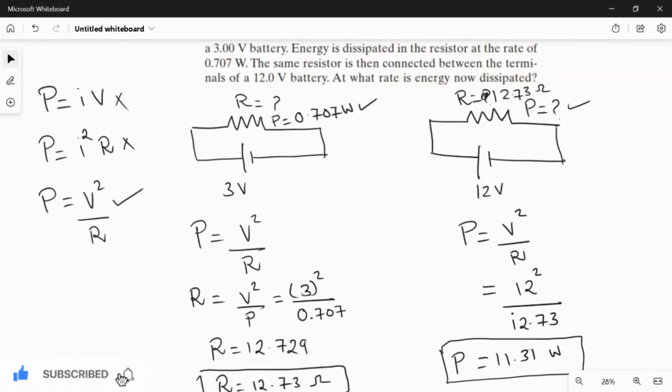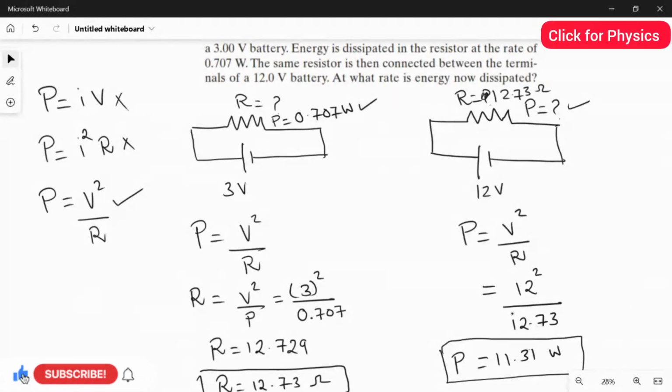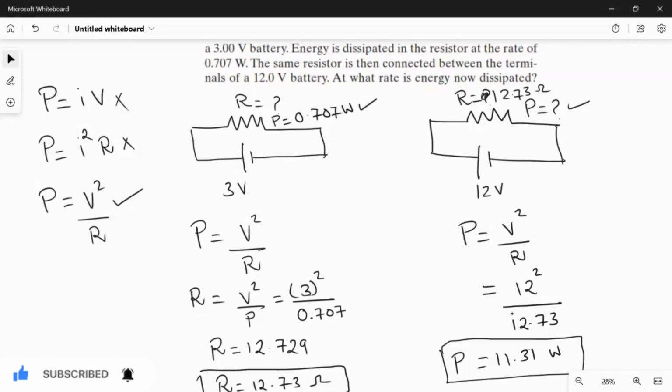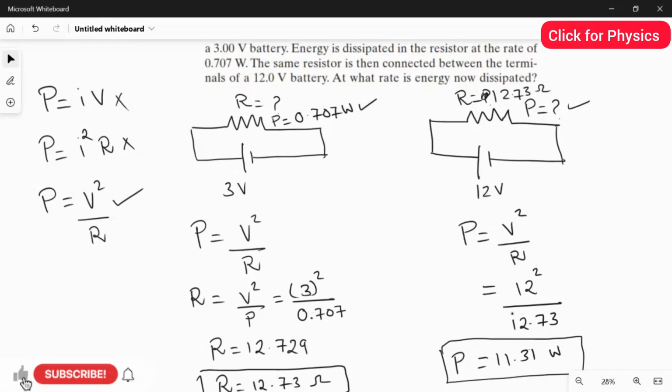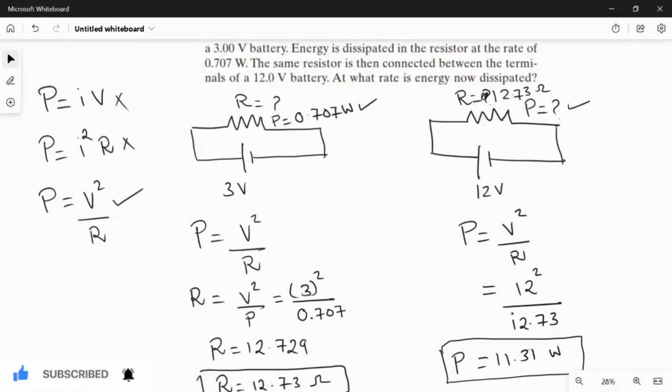The most important thing, once you read the question, is to bring the diagram in front of your eyes. Once you draw the diagram for that question, it will be easy to get the answer. Clear? What we did in this question: first we found the value of the unknown resistor, and by using that value, we found the power. So the power when you connected the 12-volt battery, the power dissipated by this resistor, is 11.31 watt. That's it. Thank you.